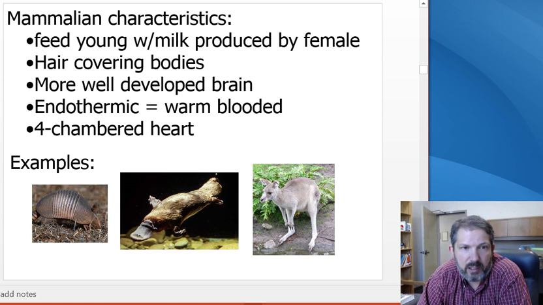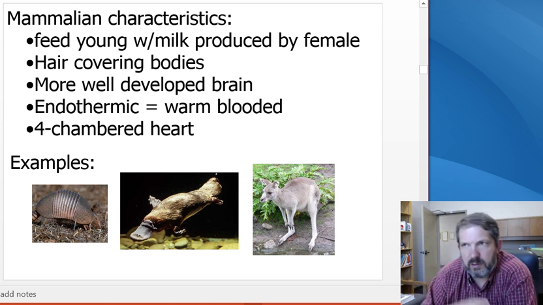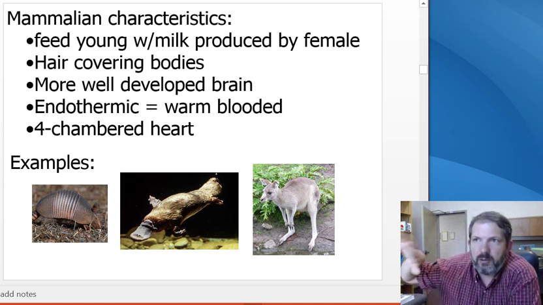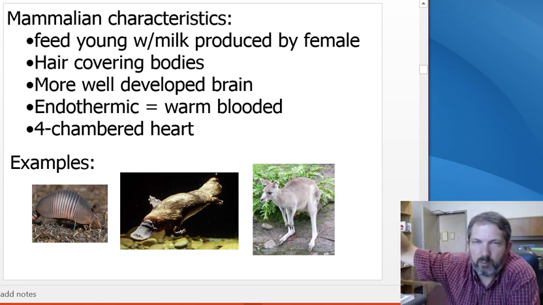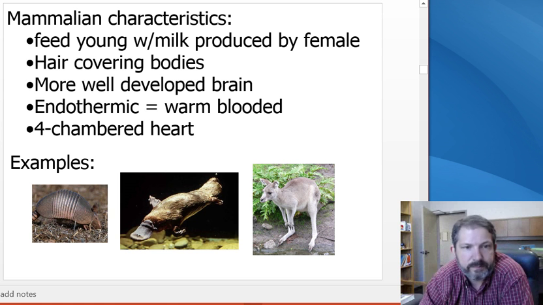Hair covering the bodies, the mammalian brain. Ooh, we're so smart. Endothermic, warm-blooded. We hear about warm-blooded, cold-blooded, but endothermic and ectothermic is better. Therm refers to temperature. Endo is within, maintaining temperature based on internal processes. Ecto is outside. So an ectothermic animal, like a lizard, relies on the outside temperature for its own body temperature.